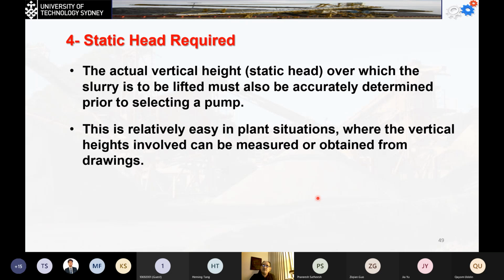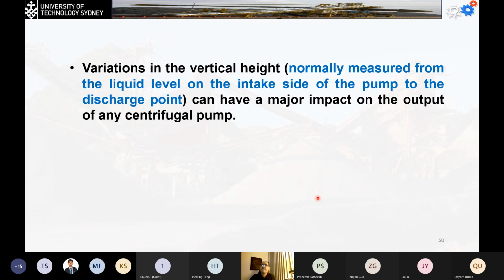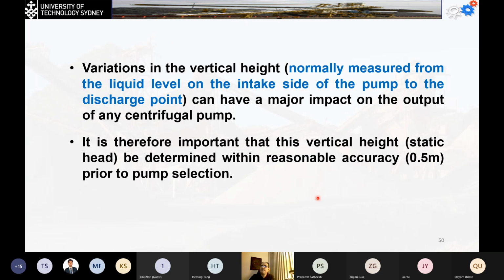This will be the easiest one in a flat situation, where the vertical heights involved can be measured or obtained from the drawings. In the case of overland pipelines, surveying data is required to obtain this vertical information. Now, we may have variation in the vertical height, and in that case, we may have multiple centrifugal pumps in multiple stations.